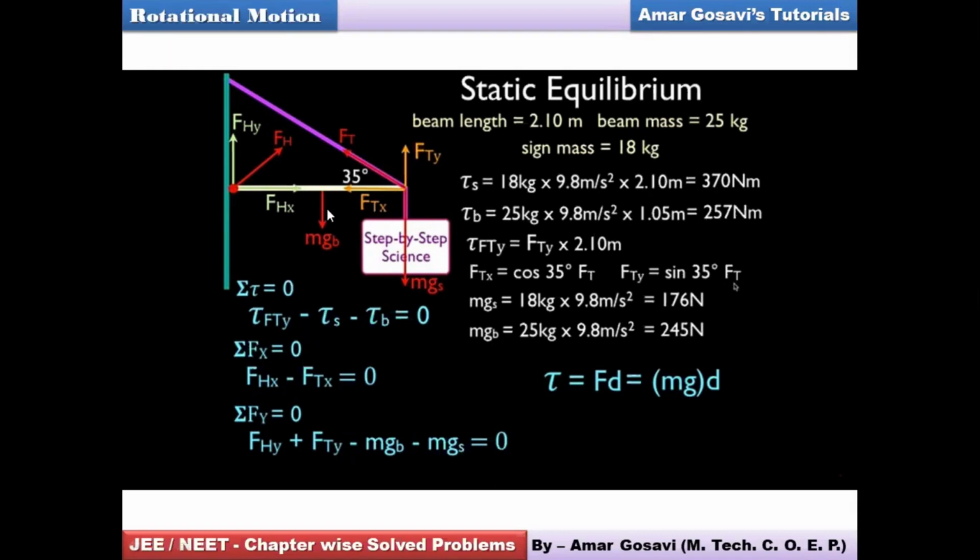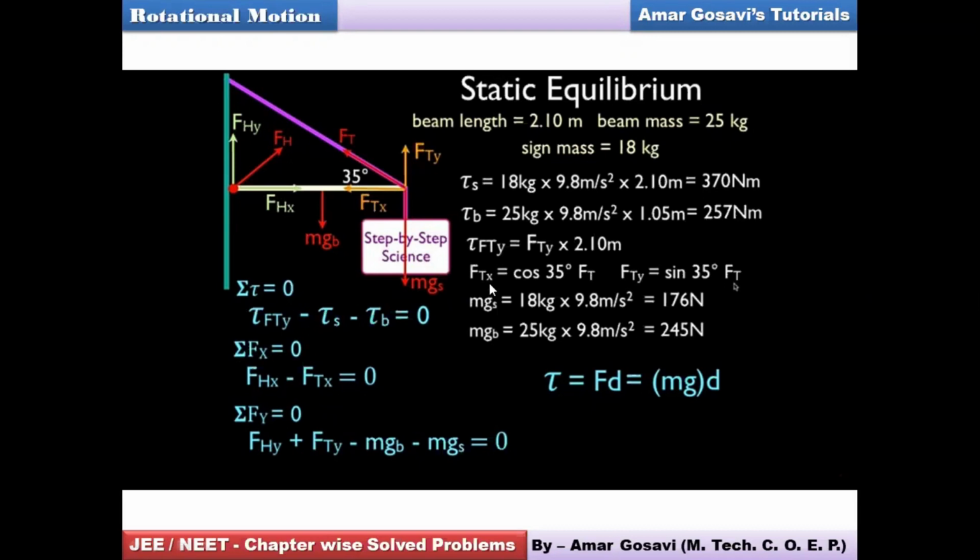So the torque will be the force multiplied by the perpendicular distance. So force is 25 into 9.8 into the perpendicular distance. We get this. All right, friends. Now torque because of Fty. So you can see Fty also will create some torque at this point. So Fty into 2.1 is the distance. We have worked out the torque due to Fty.